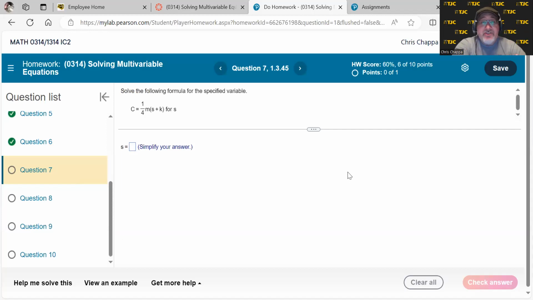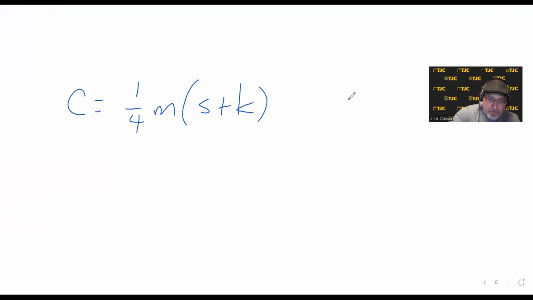Okay, well, this has got all kinds of stuff. It's got a fraction, it's got a multiplication problem, and it's got an addition problem. And it's got parentheses. So we're going to have to figure out the correct order in which to get rid of all this stuff. Solve for S. C equals 1/4 times M times the quantity S plus K. All right. So we're going to solve C equals 1/4 times M times the quantity S plus K. And we were solving that for S.